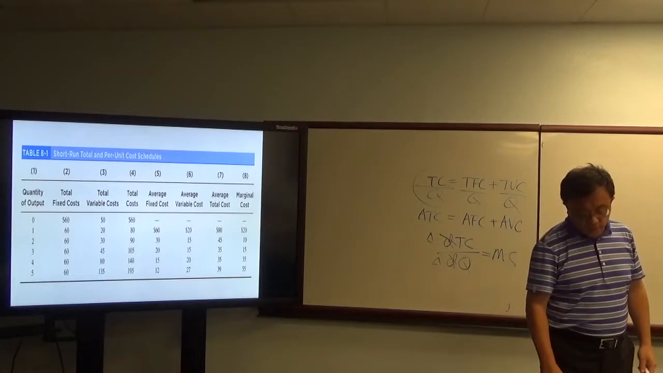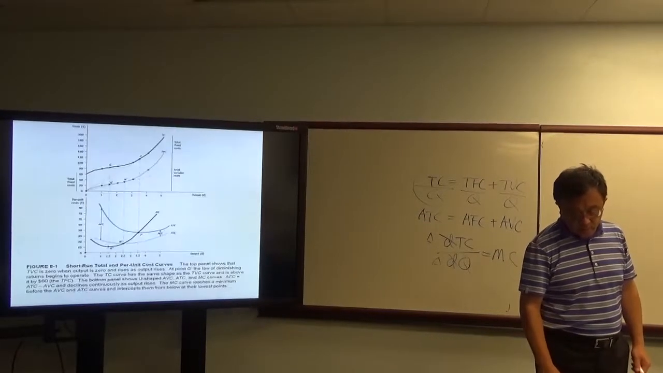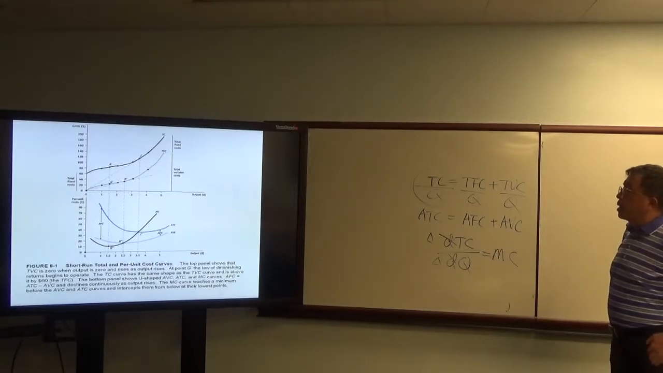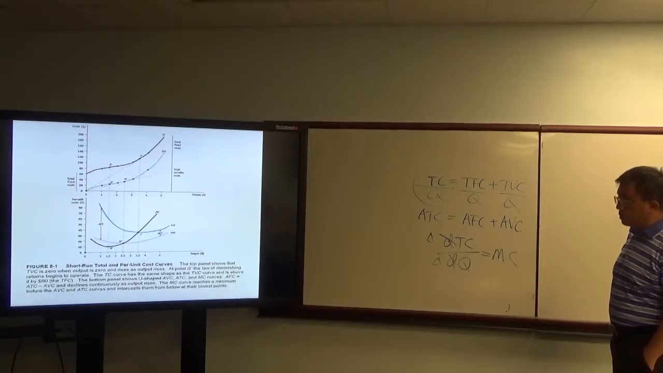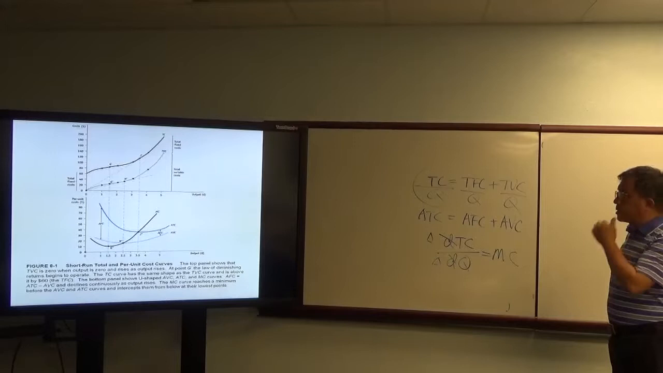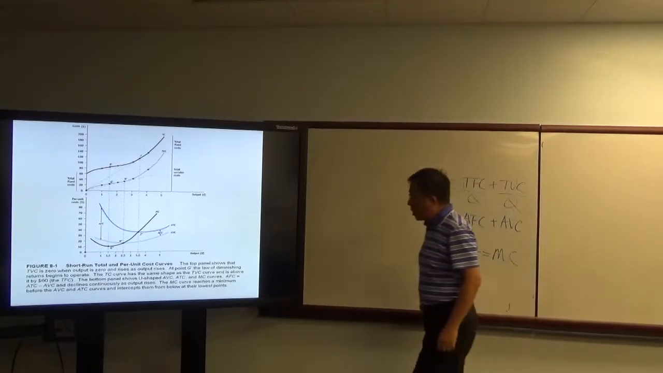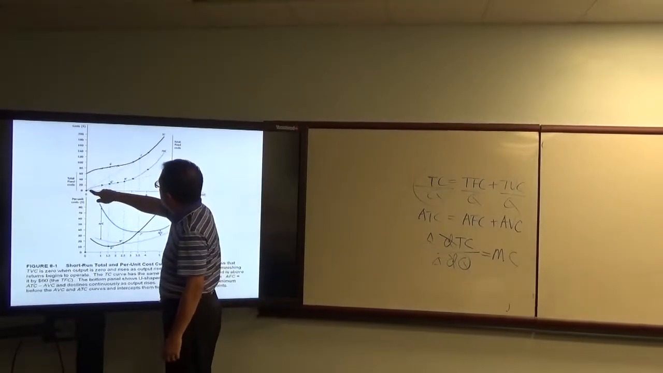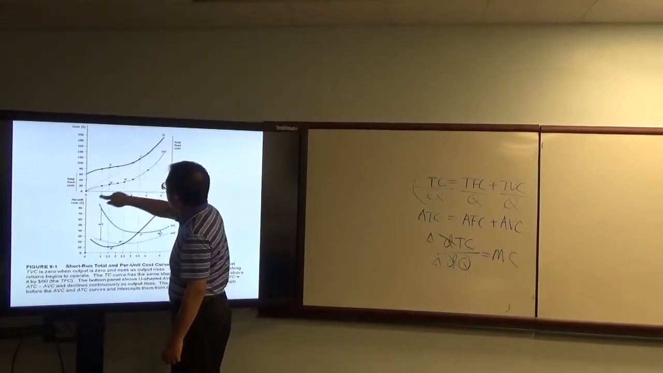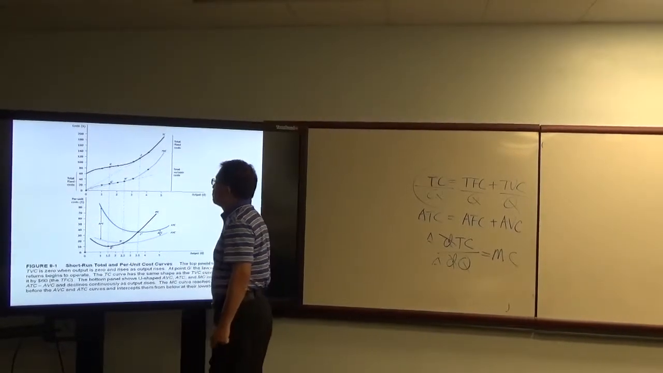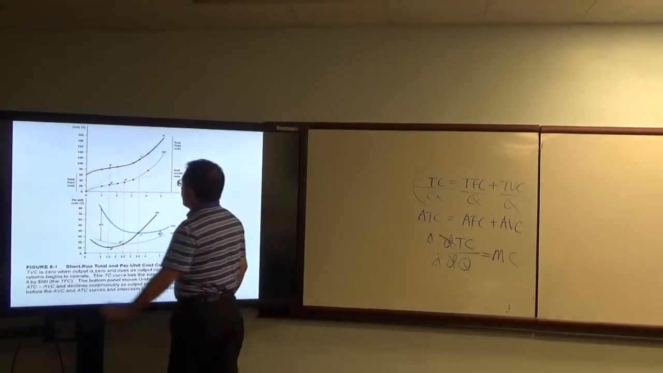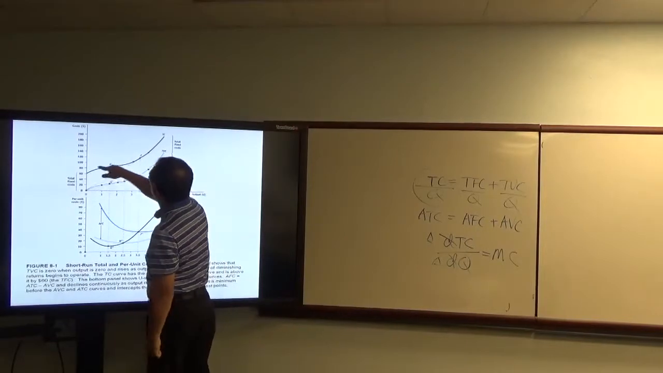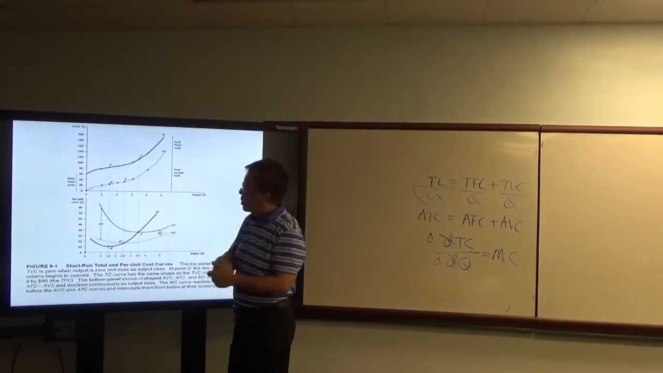So we have those numbers in the table, and of course we can also use a graph to show the total cost. The top one shows the total cost. We start off with the total variable cost, and then we add the fixed cost. Remember, the fixed cost is fixed, so we get the total cost.